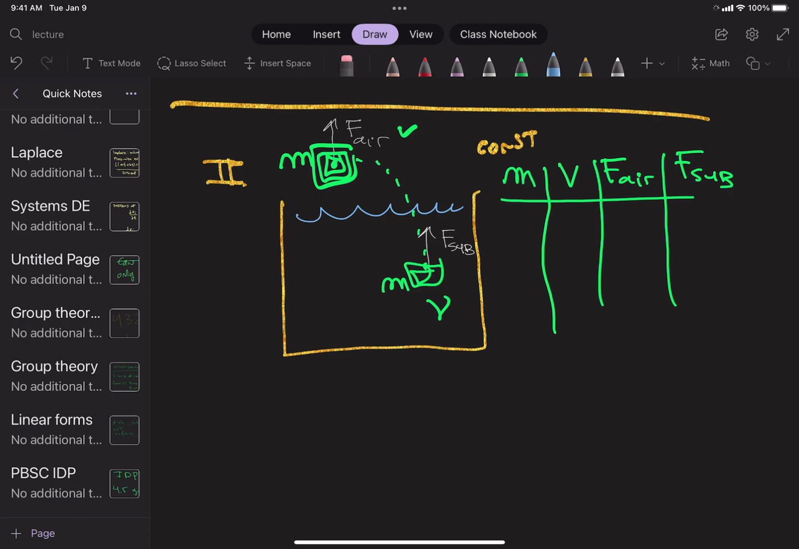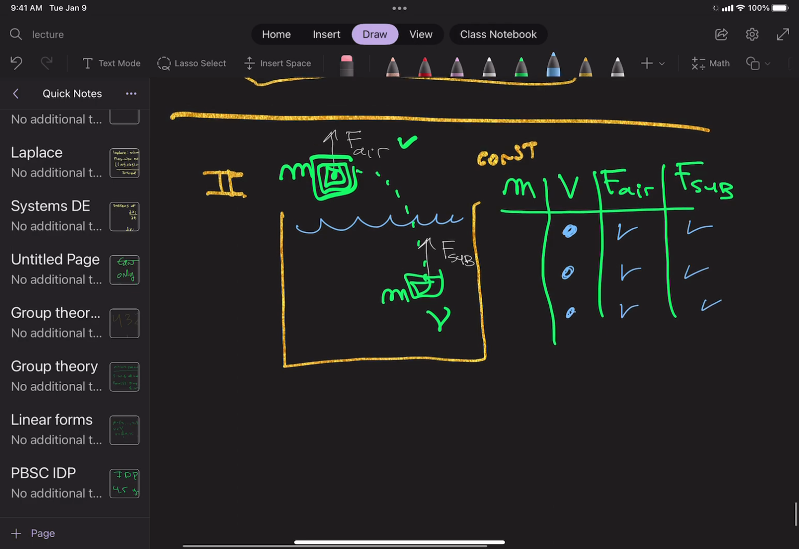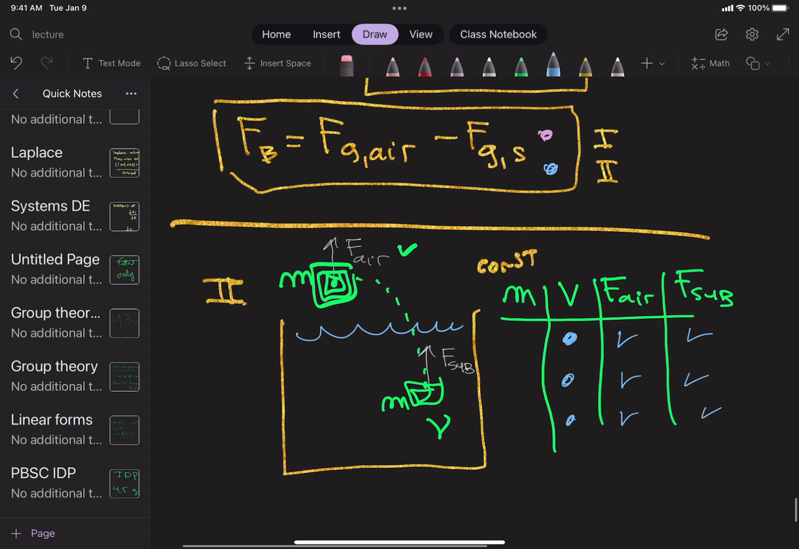So that means that for each trial, you're going to change the volume, record the weight in air and the weight submerged, make the volume bigger, record the weight in air and the weight submerged, and so on. And again, you're going to use this equation as well for part 2.